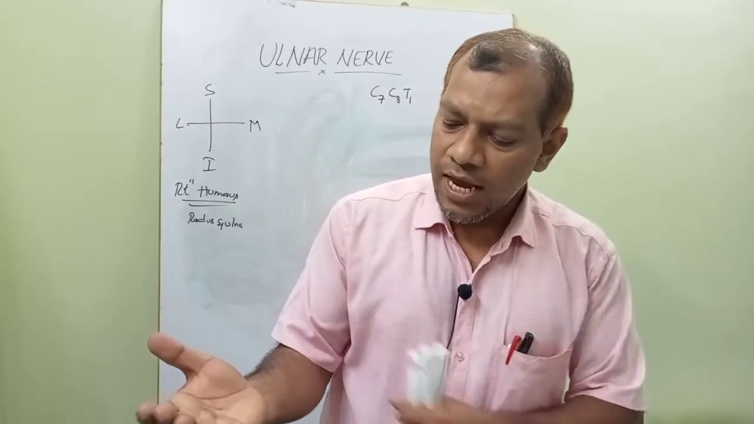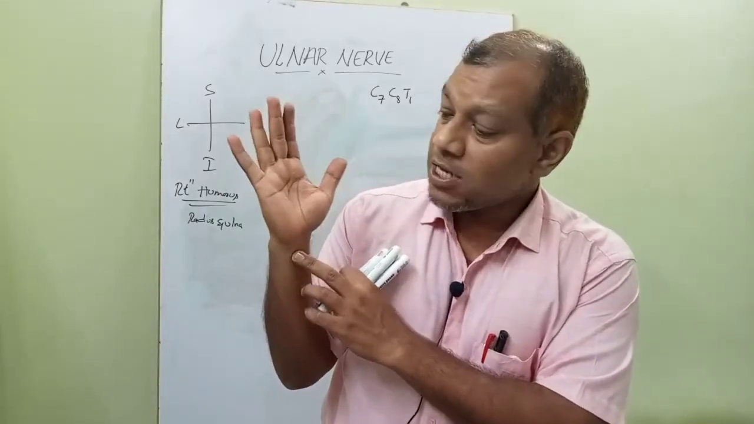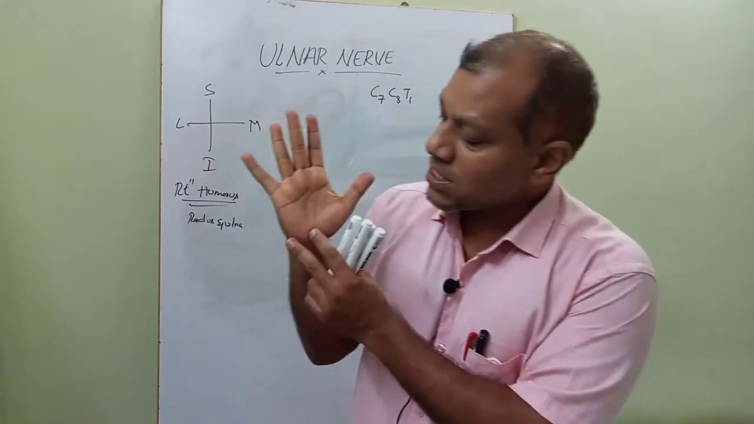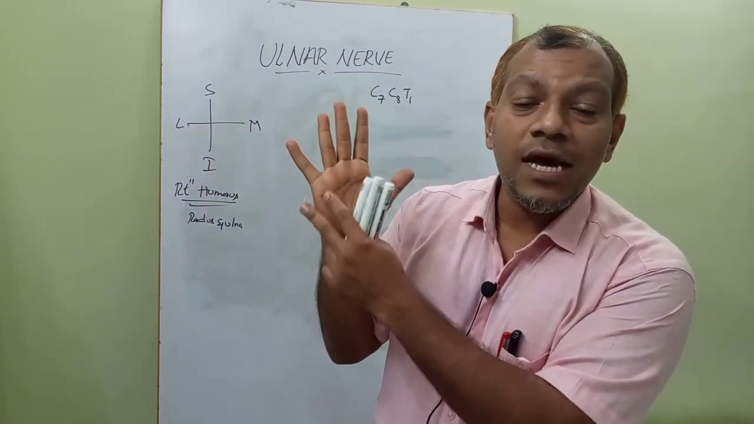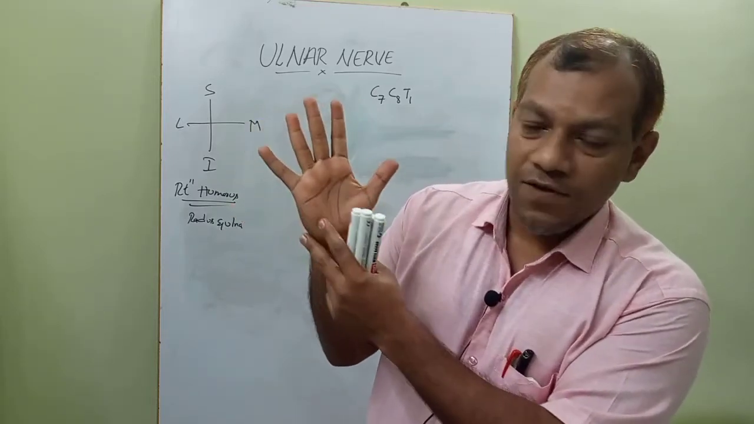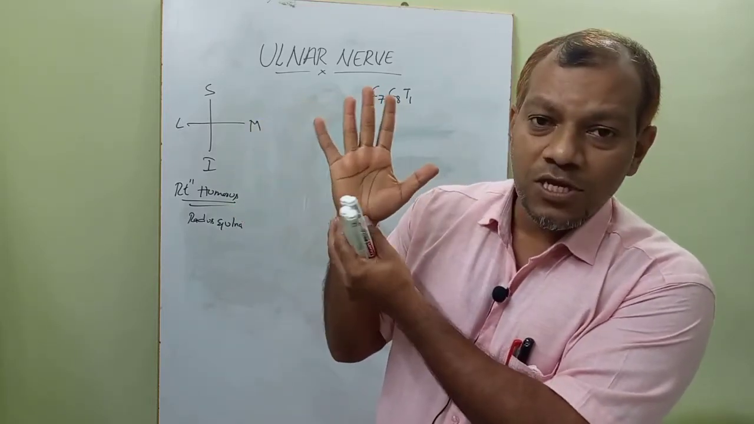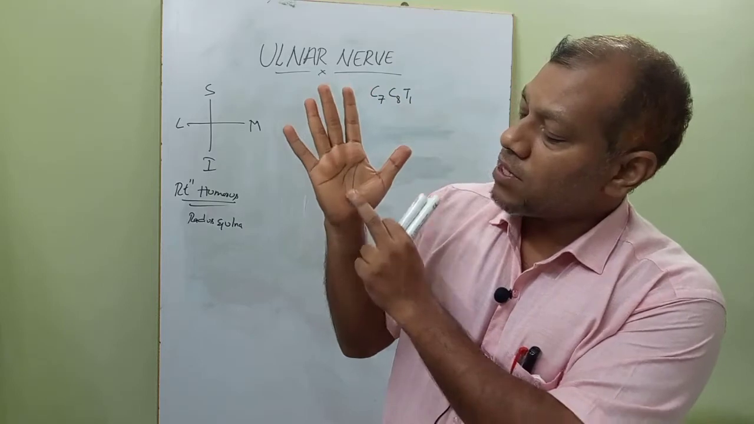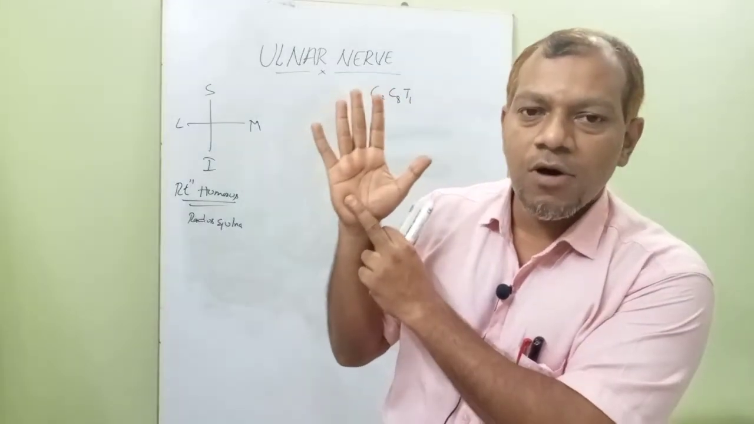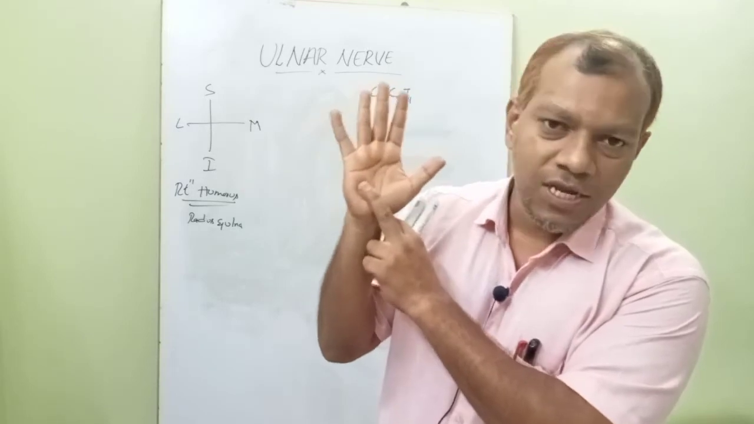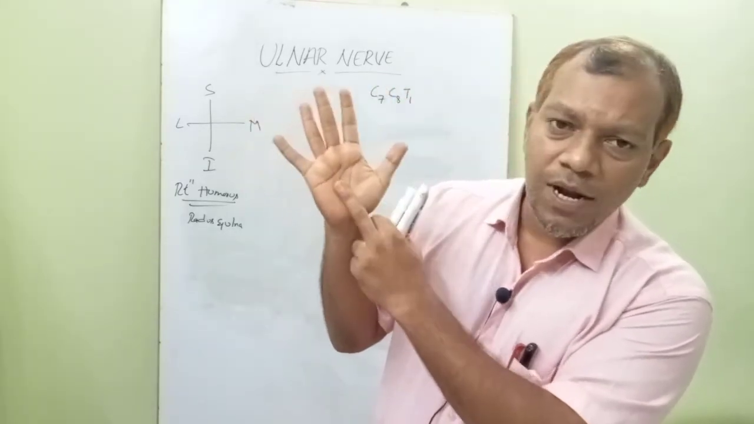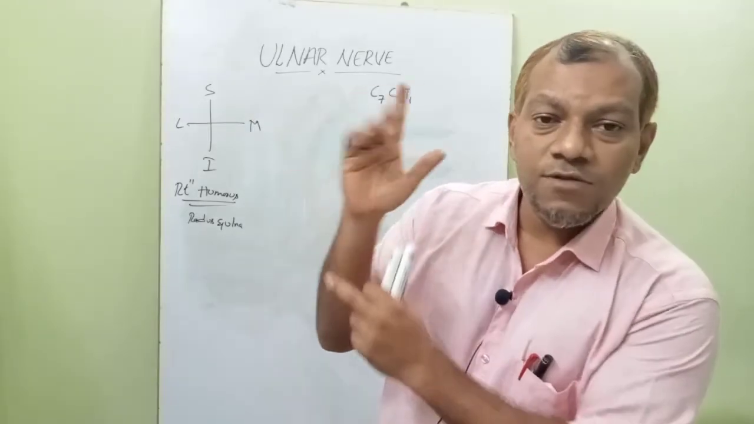Before it enters into the hand, it gives a cutaneous branch called the palmar cutaneous branch, which supplies the skin of the hypothenar eminence. Proximal to the little finger, that area is the hypothenar eminence. The skin over this area is supplied by the palmar cutaneous branch of the ulnar nerve. What about lateral? The thenar eminence is supplied by the palmar cutaneous branch of the median nerve.